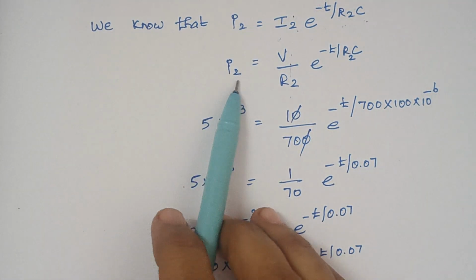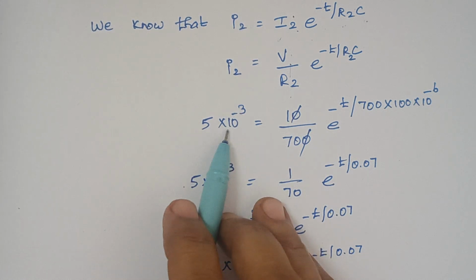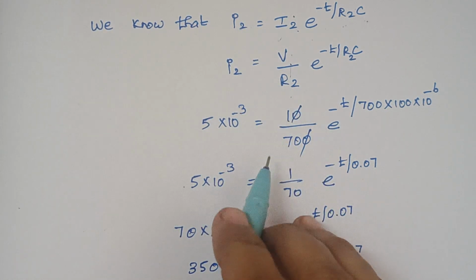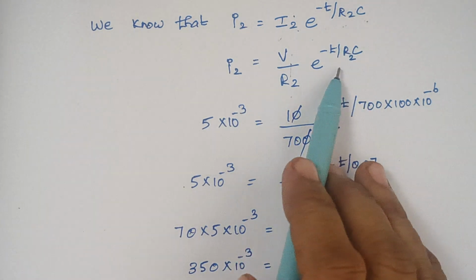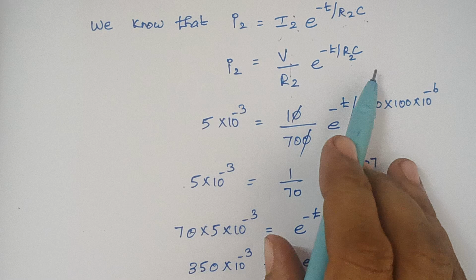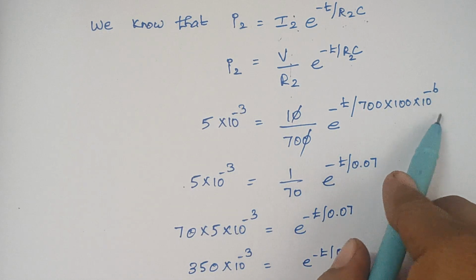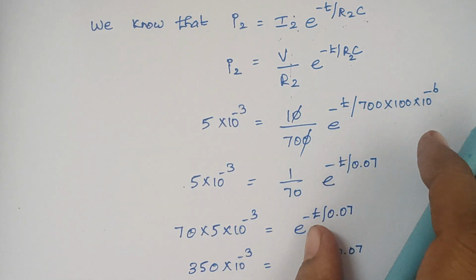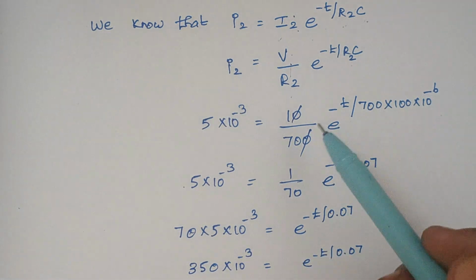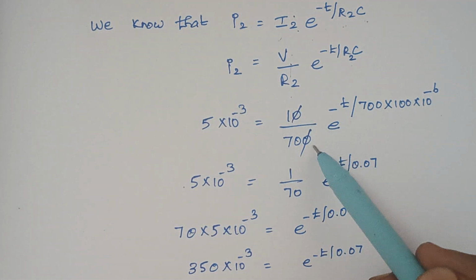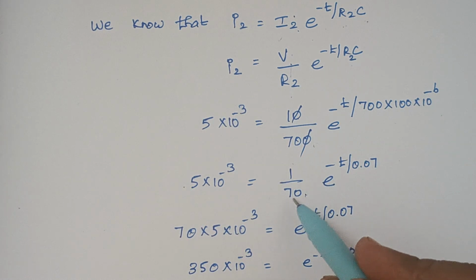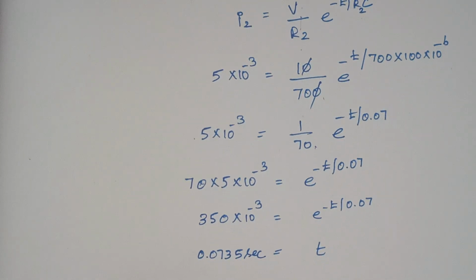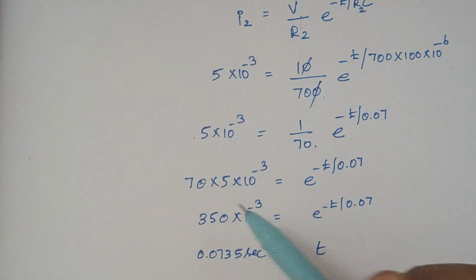So here the value of i2 is 5 into 10 to the power minus 3. The value of V is 10 and R2 is 700, e to the power minus t by R2 into C. Therefore, the value of R2 is 700 and C is 100 microfarad, right? So just substitute the values. So here once you solve, the zeros cancel each other and here we are having 1 by 70, right? I am moving this 70 to the left hand side, therefore it occupies the numerator part, right? And once you solve, here we are having the answer like this.